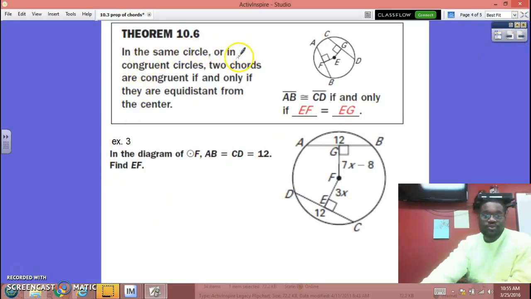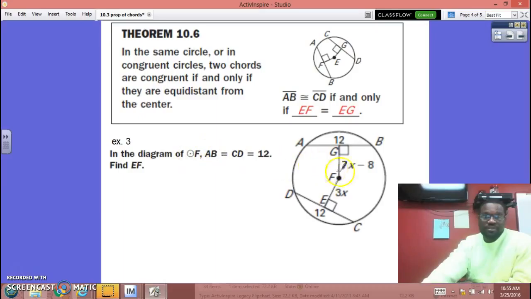The next one. In the same circle or two congruent circles, two chords are congruent if and only if they are equidistant from the center. So chord AB will be congruent to CD if and only if they're the same distance from the center. So EF and EG, but notice that it can't just touch anywhere. It's that perpendicular intersection. And so what you have here is an example.